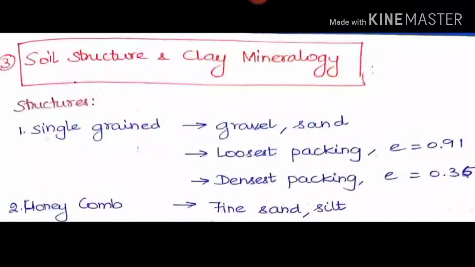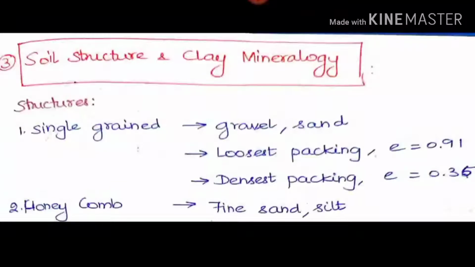So we already know the void ratio for the loosely packed soil is nearly 0.91 and for dense packing it is 0.35. So this type of structure is normally present in soil types like gravel and sand, which are loosely packed.